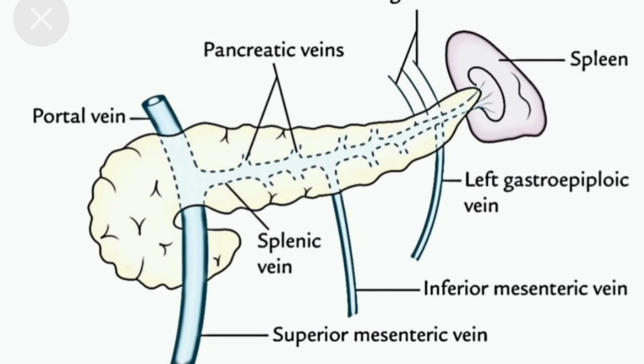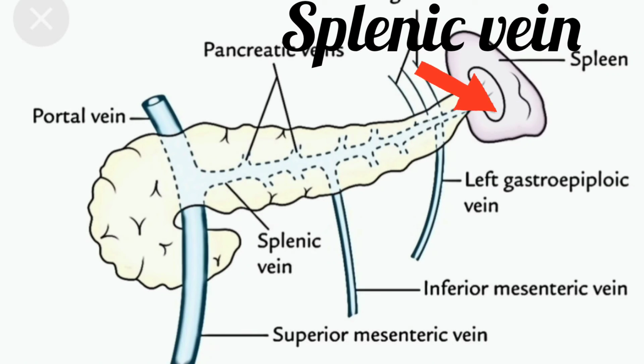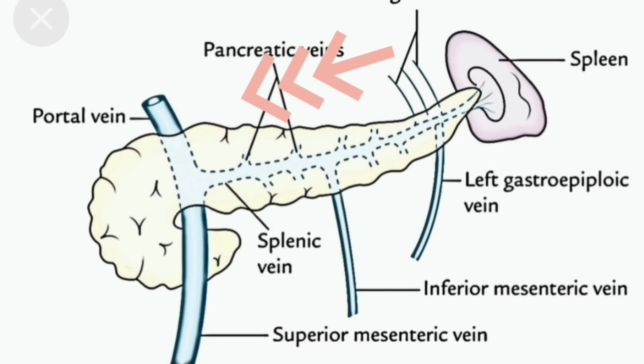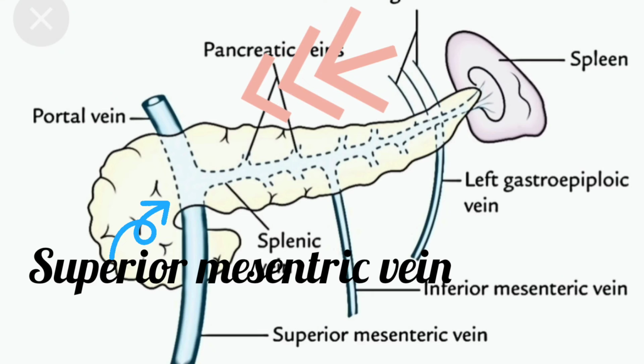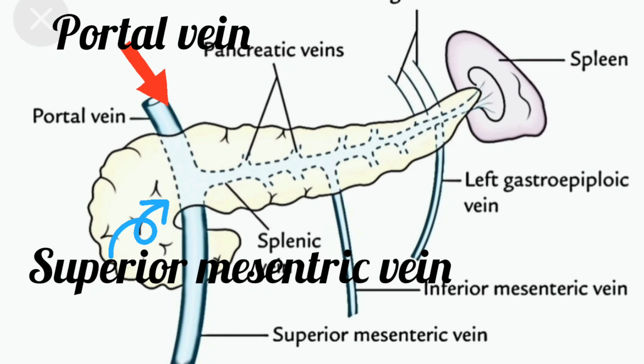Now we will discuss the venous drainage of the spleen. Venous drainage is through the splenic vein, which is formed at the hilum of the spleen, and it has a straight course behind the pancreas, and at the head of the pancreas it communicates with the superior mesenteric vein and forms the portal vein.